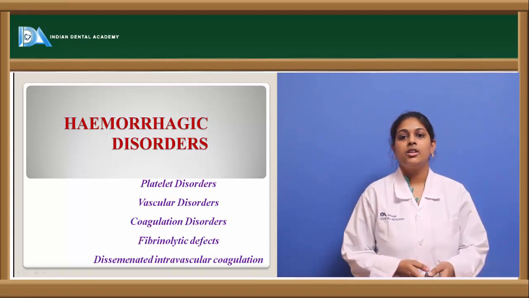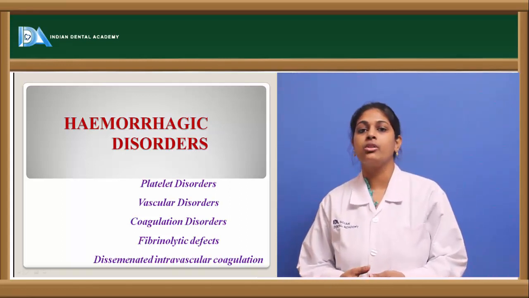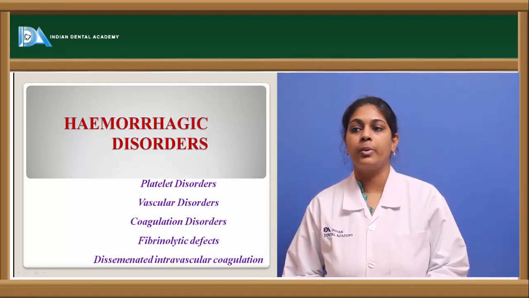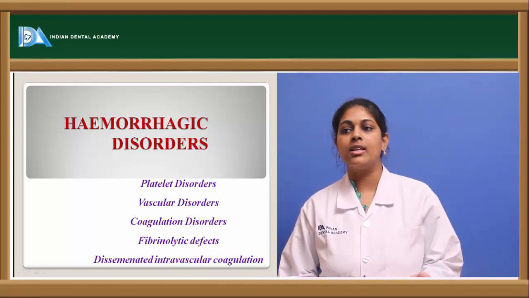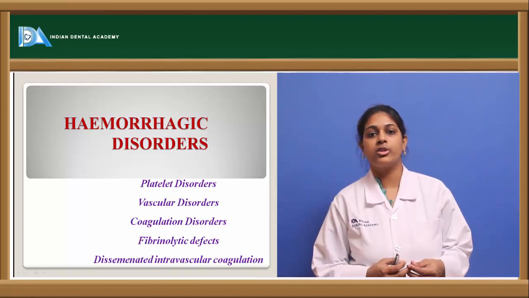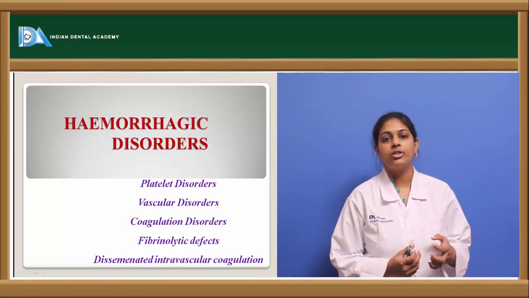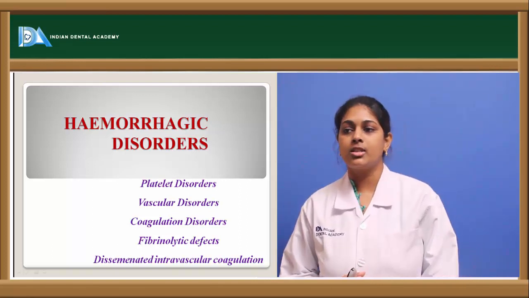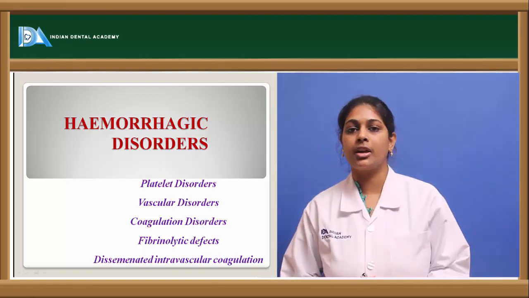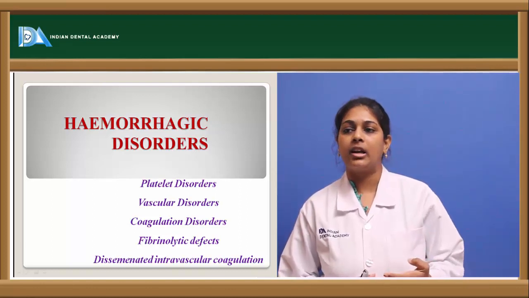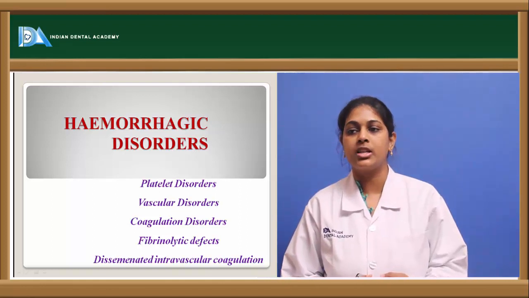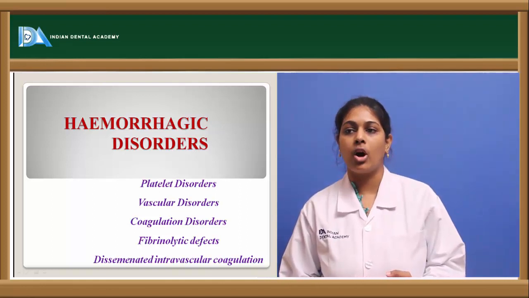Hemorrhagic disorders. The hemorrhagic disorders usually involve the cells present in hemorrhage. They constitute the platelets or other clotting factors which help in clotting during bleeding, when the patient is exposed to bleeding on injuries. So these all constitute the hemorrhagic disorders. They could be platelet disorders, vascular disorders, coagulation disorders, fibrinolytic defects, or disseminated intravascular coagulation.